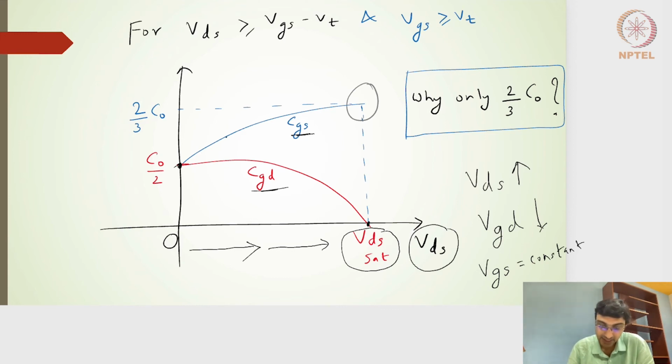And thereby we will see the capacitance of the gate to the source is actually increasing, and it will go till 2 by 3 C0, whereas the gate to drain, right, from C0 by 2, it will decrease to 0 when it reaches the pinch off or the saturation region. Now the question is, why only 2 by 3 C0, and why not have all the capacitances associated with CGS, but why it is only 2 by 3 C0, right, when the saturation region is being formed.